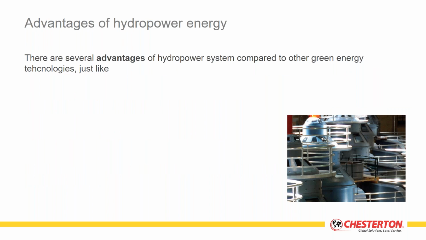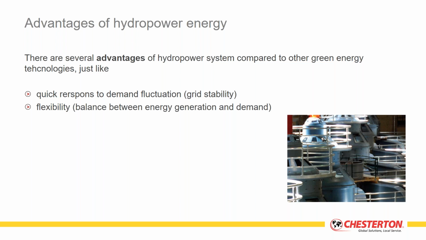There are several advantages of hydropower systems among the green power technologies. First of all, hydropower provides a quick response to demand fluctuation in the system, meaning that it helps to stabilize the grid. Number two, flexibility. Hydropower generation is extremely flexible, balancing between the energy generation and the demand which is actually present in the system.